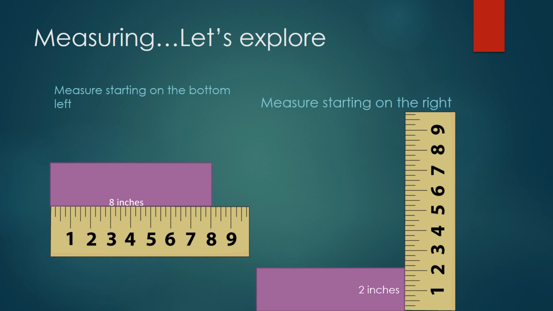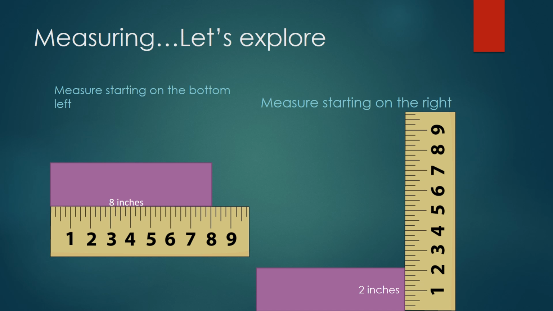Measuring. Let's explore. We can measure starting on the bottom left of our object. The ruler is at 0, set on the left-hand bottom side of our rectangle, and it measures 8 inches.